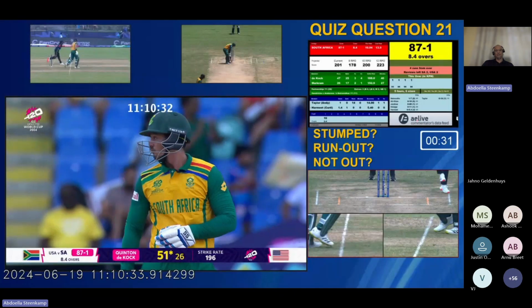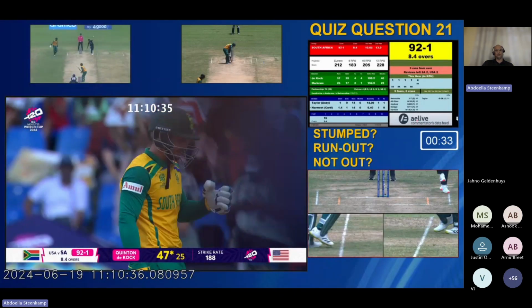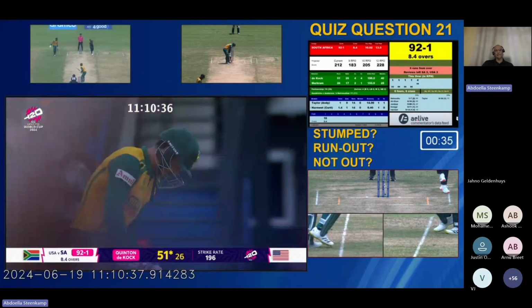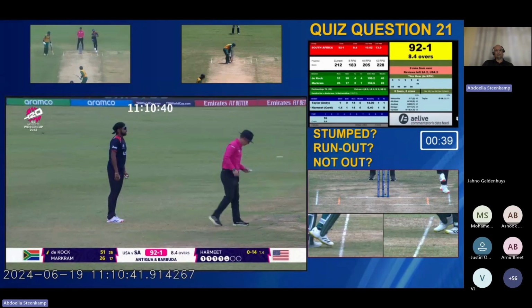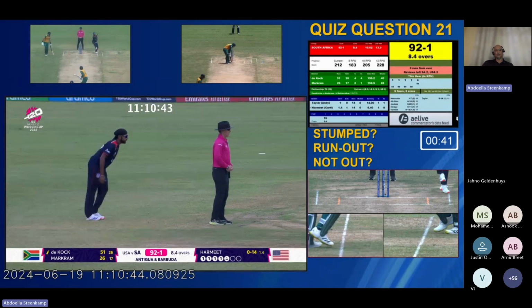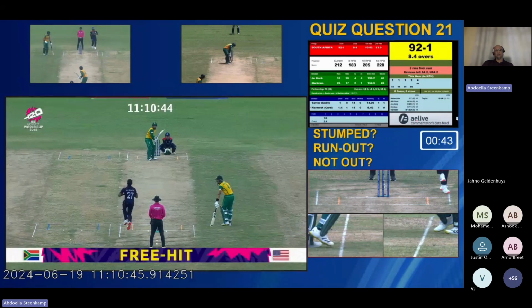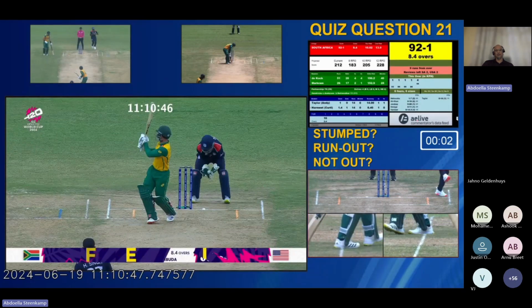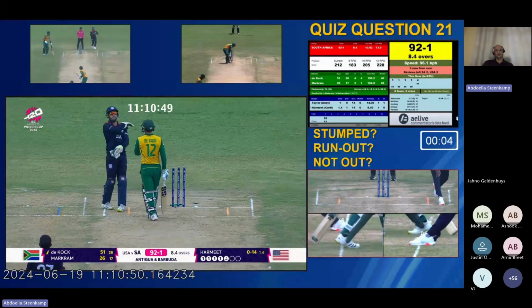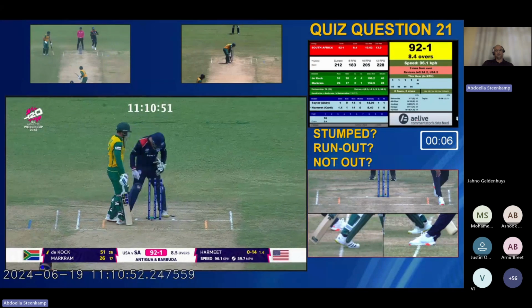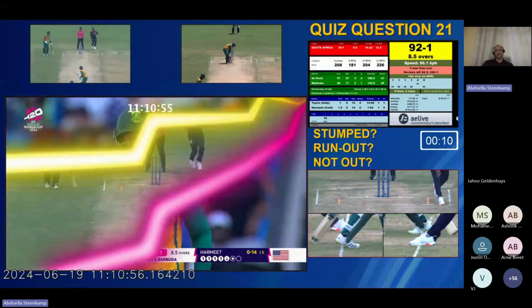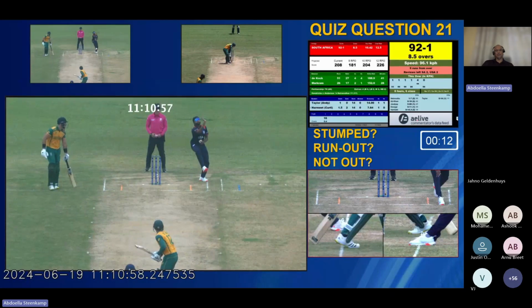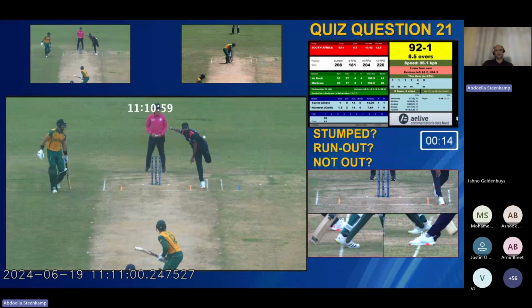So here comes the free hit ball. Just have a look at what happens now to Kuhn. If this was sent up to the TV umpire, what would your decision be in the chat box?